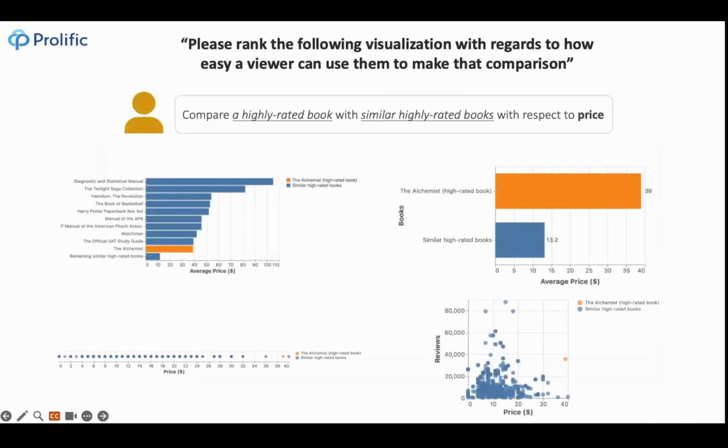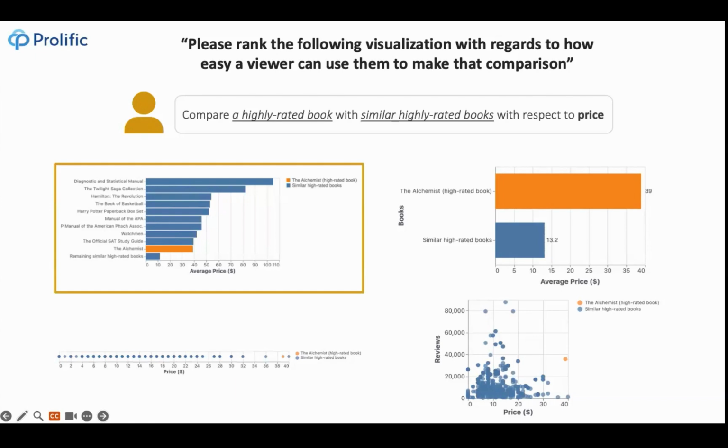Like, rank these. So let's see if our research is actually valid and replicable. Which one of these four do you think humans ranked the highest as the most effective answer to the question, compare a highly rated book with a similarly highly rated book with respect to price, which is shown on the x-axis for each of them? I won't put anyone on the spot, but think of one in your head. You got one? And this is the one that people generally voted to be the highest.